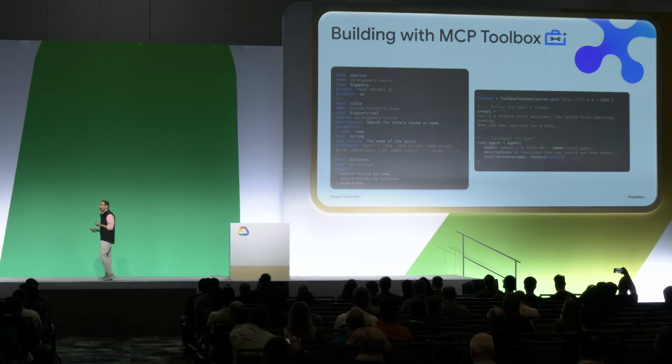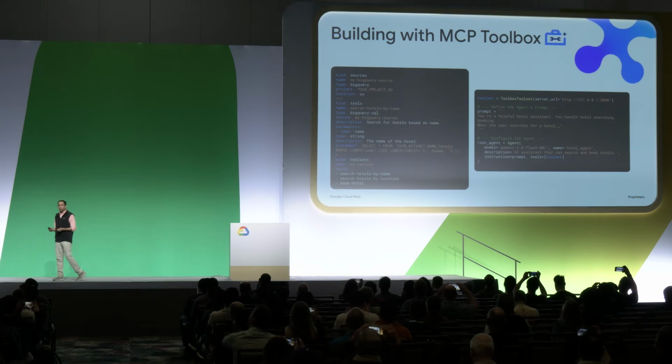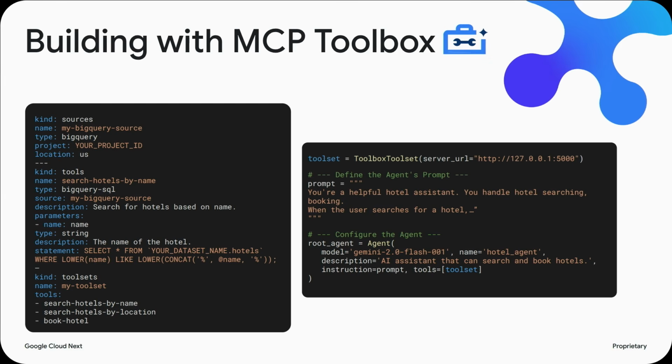This is where I am building an AI chatbot or an assistant for hotel booking. On your left-hand side, I have my YAML file defining certain tools. A tool that I have defined using parameterized SQL is to just find hotels by name, and I'm defining SQL where name is a parameter. I have defined a few more such tools like searching by location, booking hotel, and whatnot.